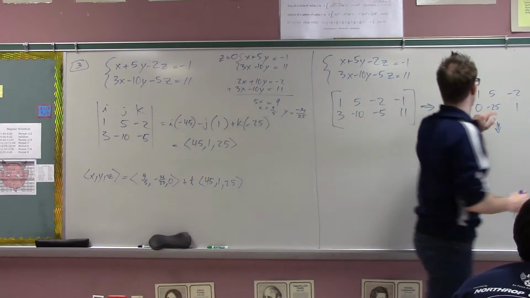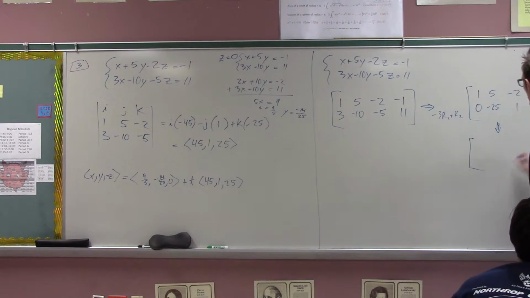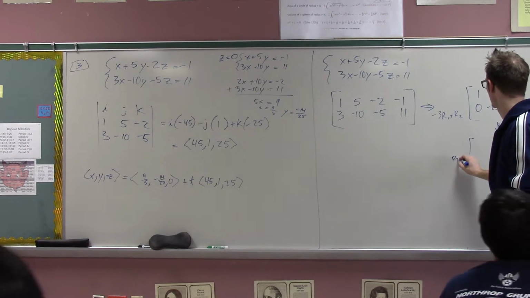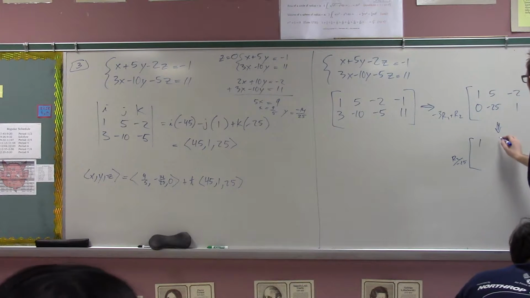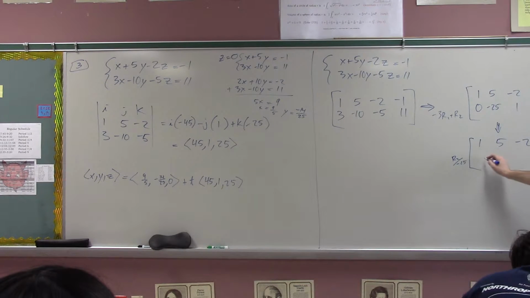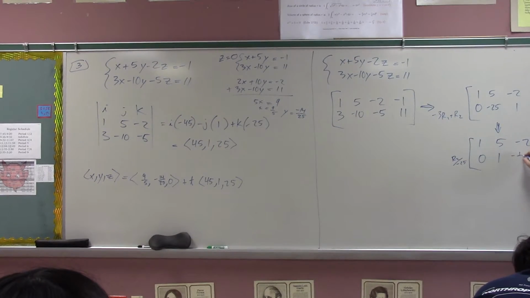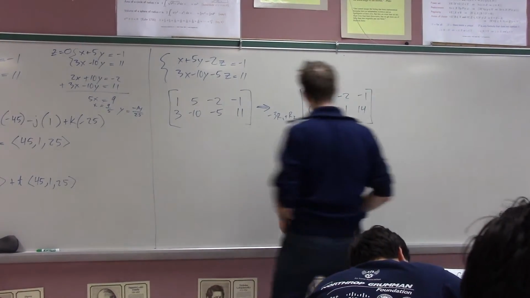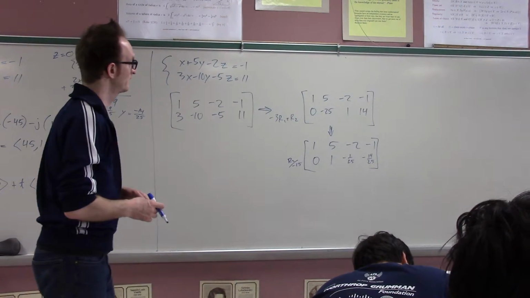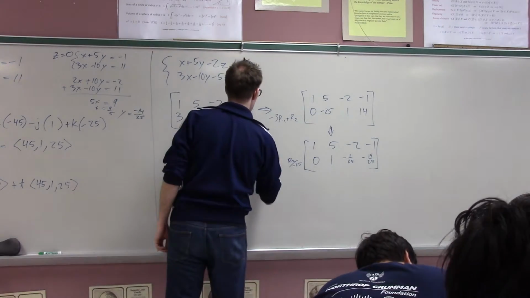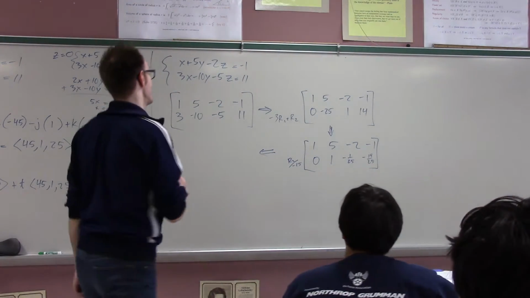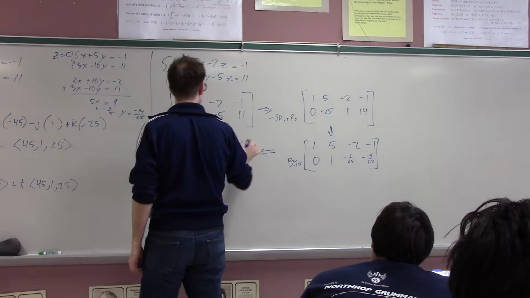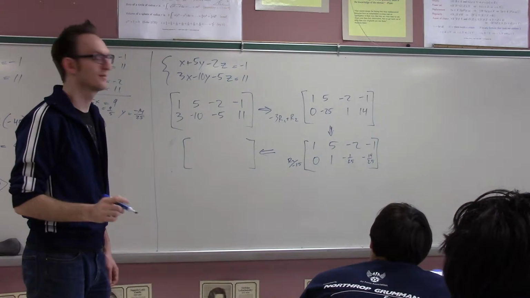So how do I kill the 5? Well, first I'm going to make that -25 a 1. So I'm going to divide row 2 by -25. That gives 1, negative 14/25. And then we're starting to look a little bit familiar. Then I can use that 1 to kill that 5 by replacing row 1 with -5 times row 2 plus row 1.